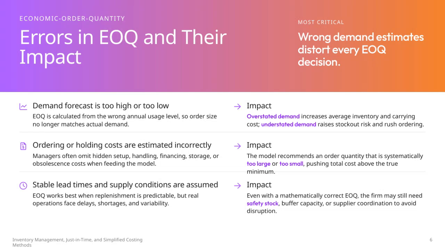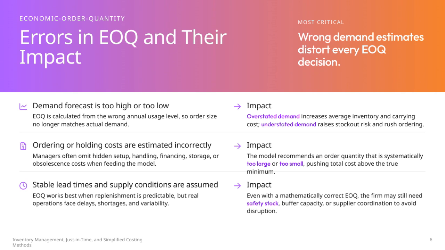Let's talk about some common errors in calculating the economic order quantity and their real-world impact. The most critical issue is using wrong demand estimates. If the demand forecast is too high or too low, the EOQ calculation is based on incorrect annual usage, causing order sizes that don't match actual demand. This leads to problems like overstated demand, which increases average inventory and carrying costs, or understated demand, which raises the risk of stockouts and forces rush orders.